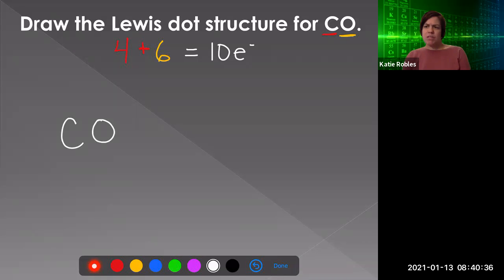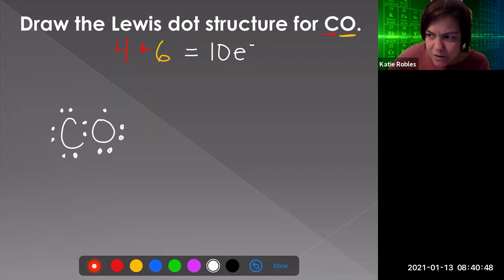All right, satisfy everybody's octet. 1, 2, 3, 4, 5, 6, 7, 8, 9, 10, 11, 12, 13, 14. All right, I've exceeded my bank. I have too many dots from my bank. So what I need to do is lose an electron pair, lose an electron pair, and share an electron pair. When you remove an electron pair from each of them, then they share an electron pair.